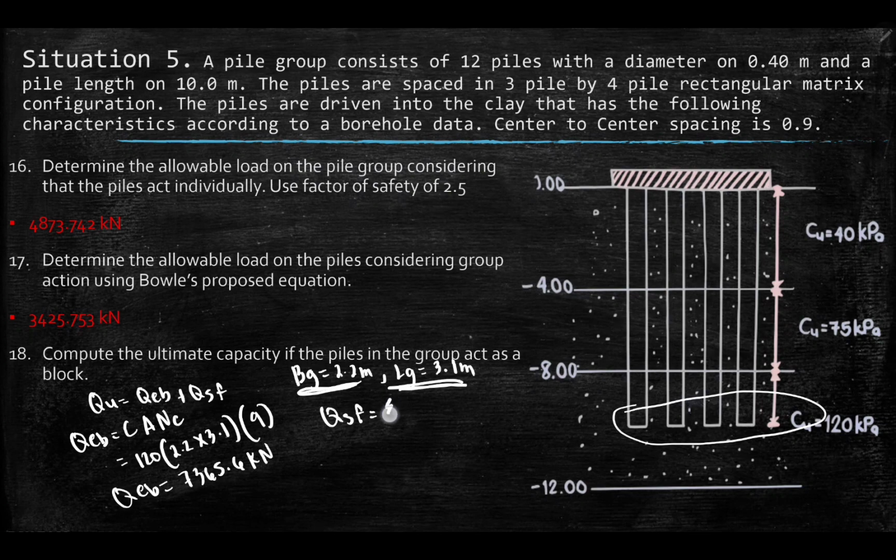Next, for our skin friction, again, since we have 3 layers, we will use the alpha method, C L alpha P. Okay? So, for our first layer, the cohesion is 40 times its length, which is 4 meters, times the adhesion factor 1.0, times the perimeter. The perimeter of a rectangle is 2 times the length plus 2 times the width. Okay? 2 times 2.2 plus 2 times 3.1. That is for soil layer 1 only.